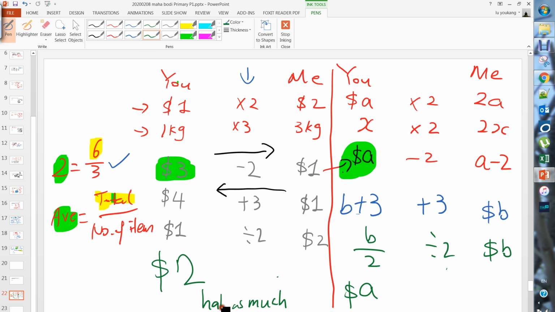So I have half as much. So how much do I have? You have 2. I have half as much as you. So I have how much? Half means what? Divided by 2. So divide by 2. So what's this? 1. So similarly, A divided by 2. If I write it in this manner, what is this?